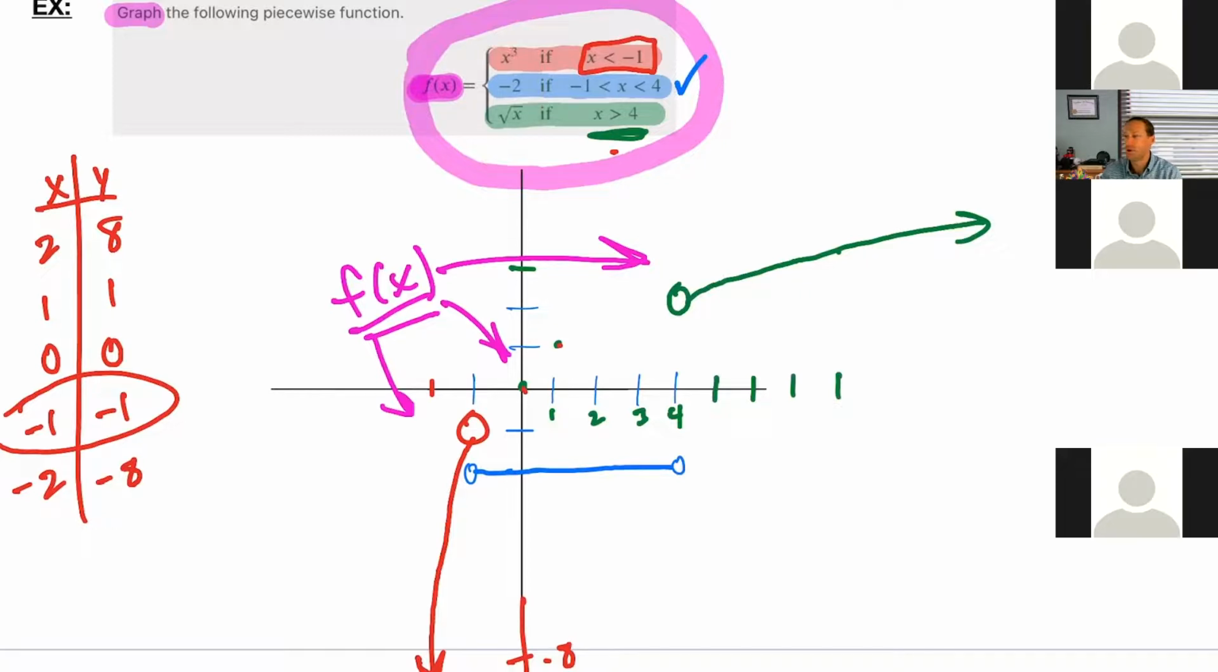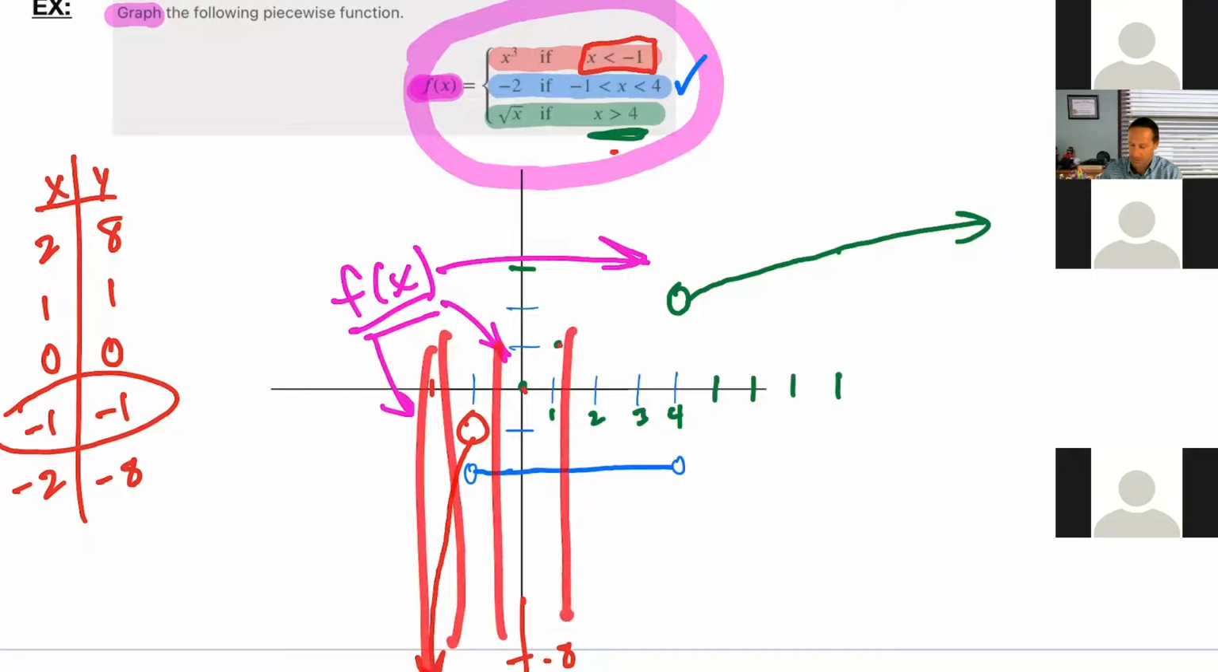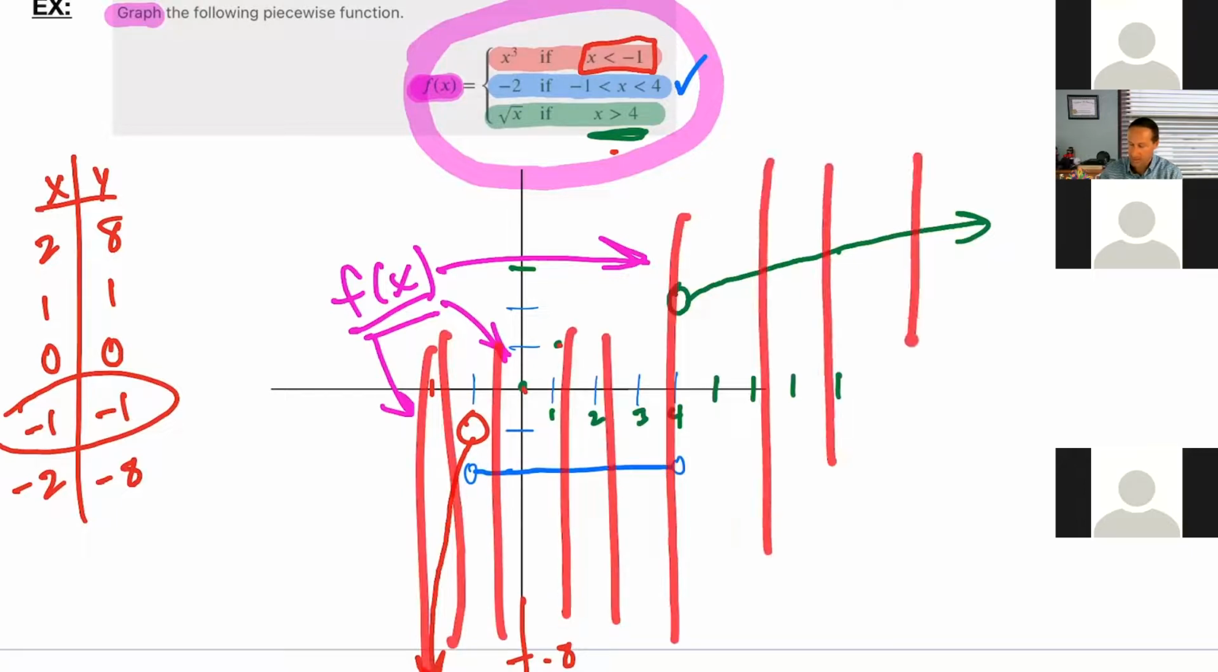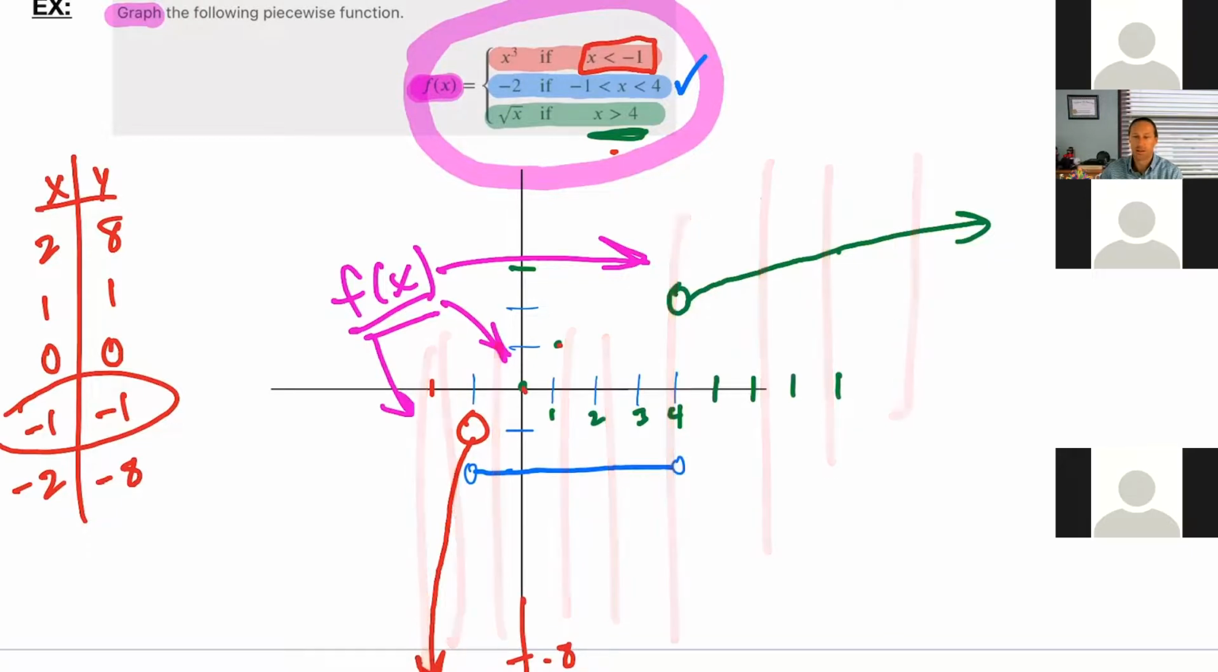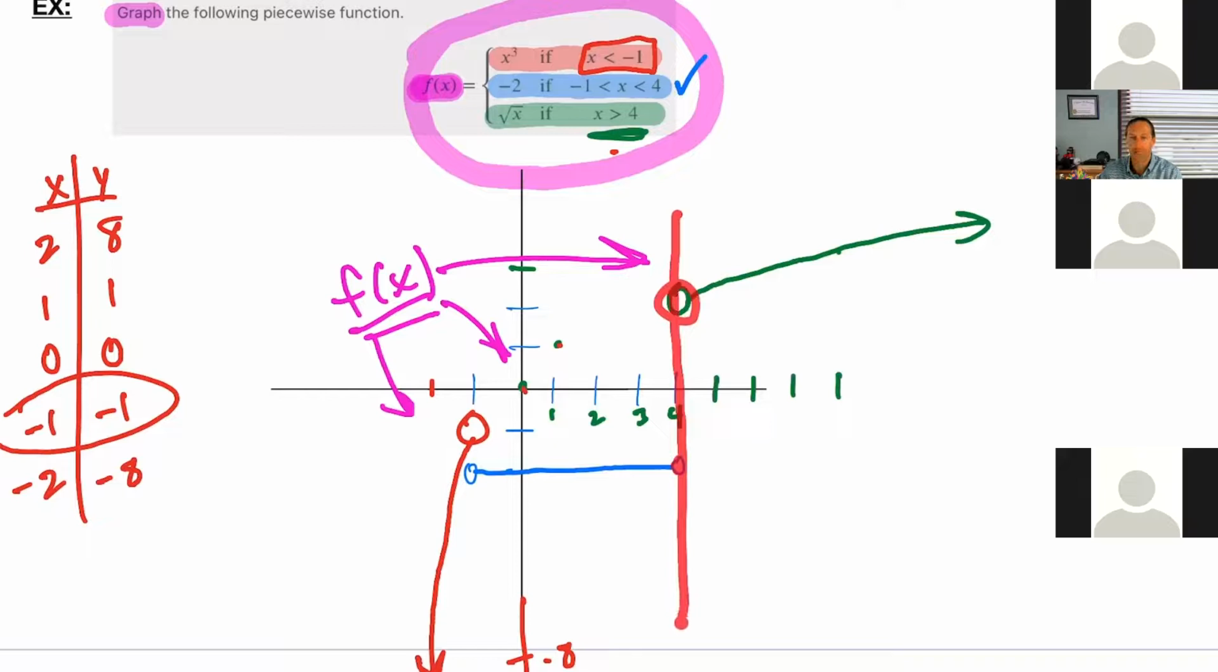Why did some of you say no in the chat? Because you're thinking, oh, it didn't pass that vertical line test. Oh, yes, it did. That's why it's so important whether or not you have open or closed dots. Would it still pass there if I had a closed dot there? If you had one closed dot. Only one. Very good.